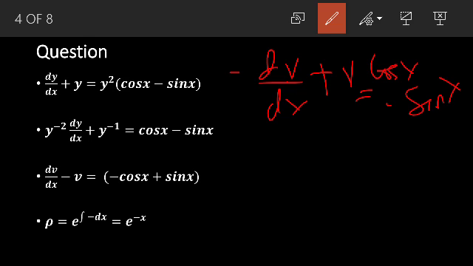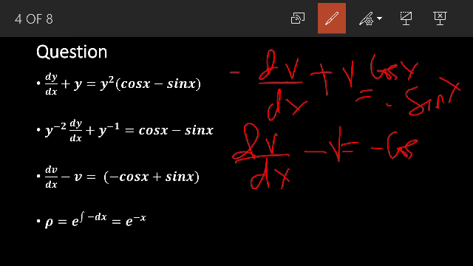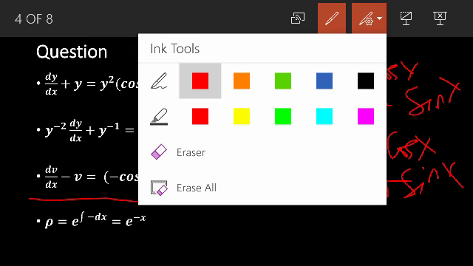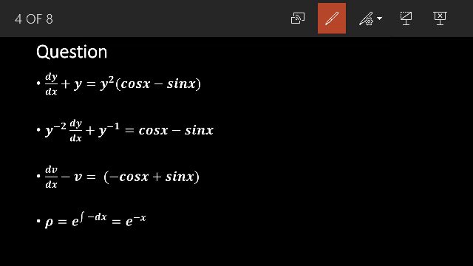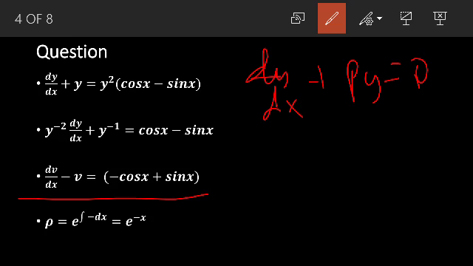Now, because we multiply through by the negative number, you now get dv over dx minus v equal to minus cos x plus sin x. That is how we arrive at this. This is already looking like our first order linear equation. Remember, a first order linear equation must look like dy/dx plus py equal to q, and that is exactly what we have here.